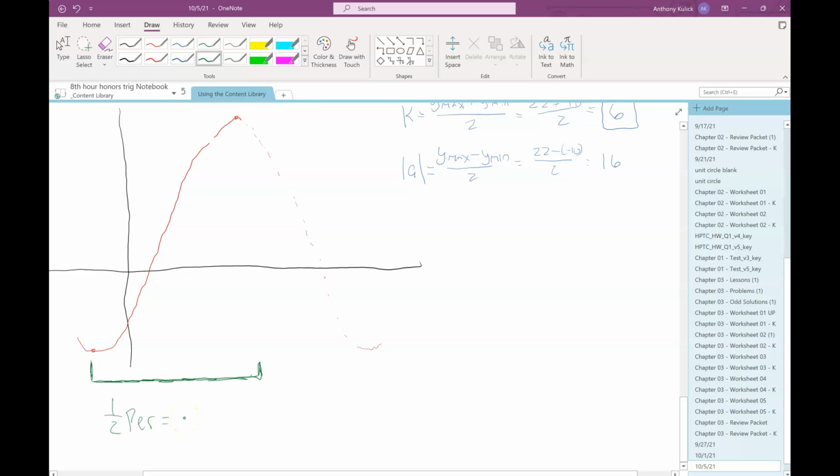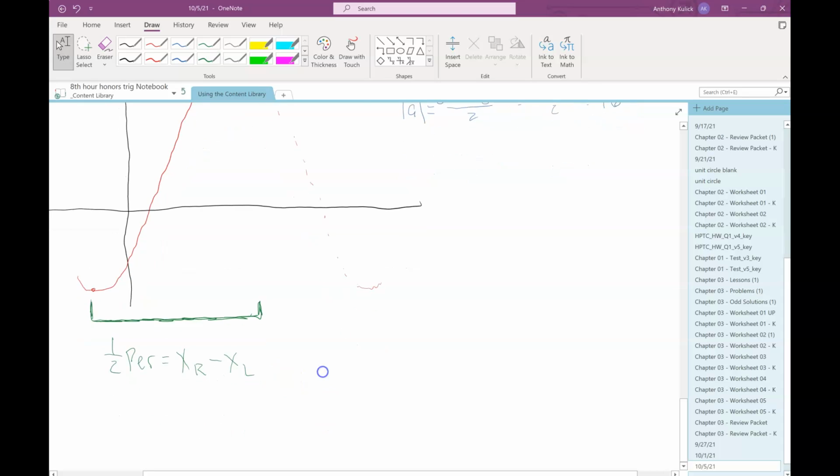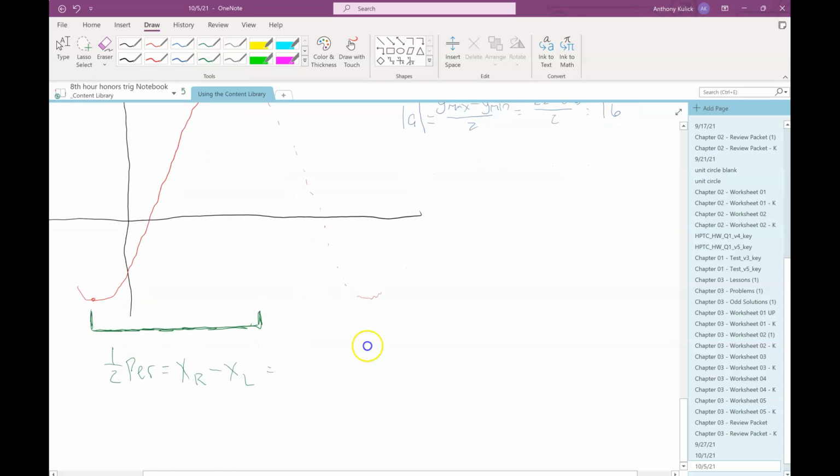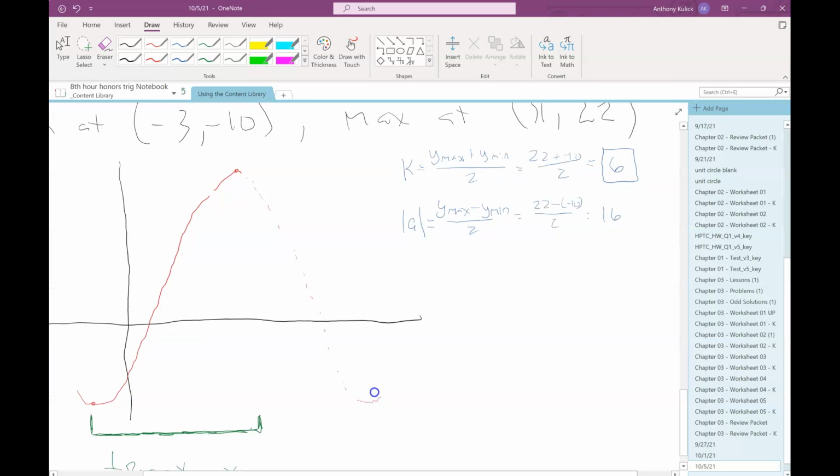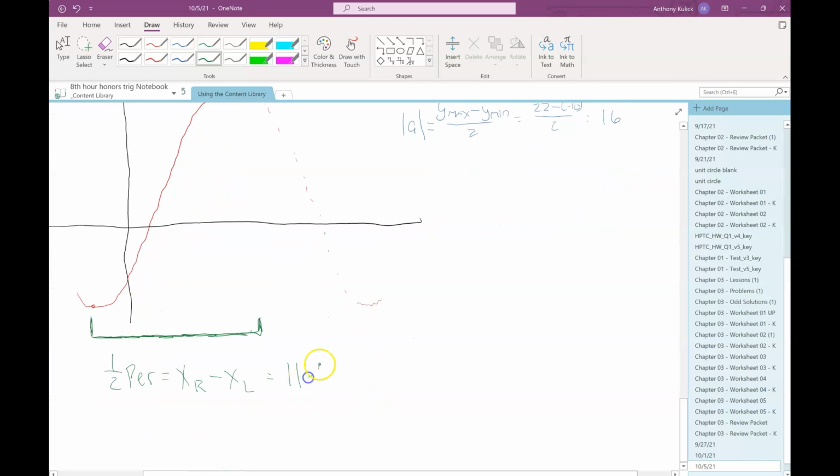So to find that length for the half a period, I'm just going to take the x on the right and subtract the x on the left. So in this case, that is 11 minus -3, or 14.